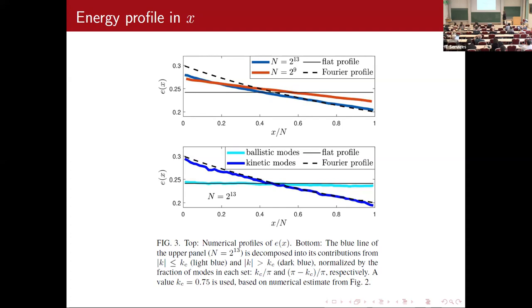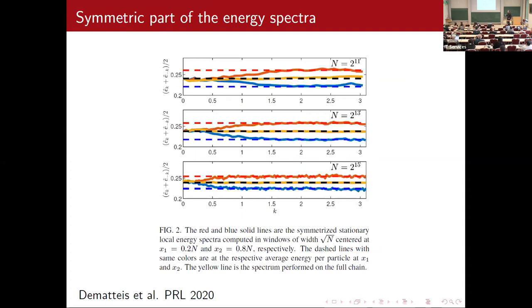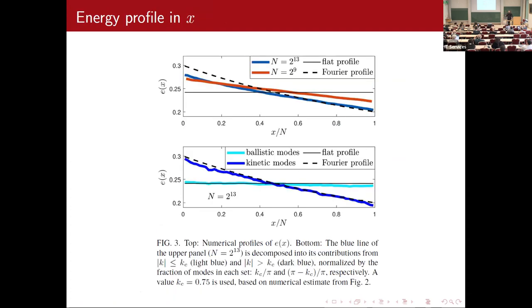However, let's suppose that we do this filtering. We compute profiles, cutting here, making a filter in Fourier space, and just considering the part that is thermalized, and then this other part, which is basically ballistic. Then we get a very good agreement with the Fourier profile for high wave numbers, and for the ballistic part you get something which is flat also.